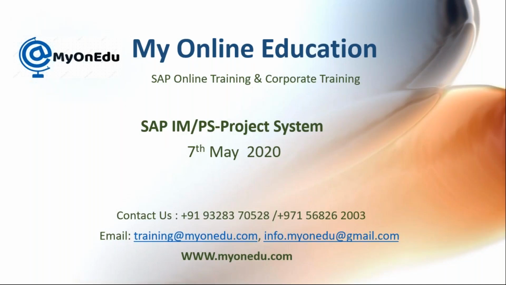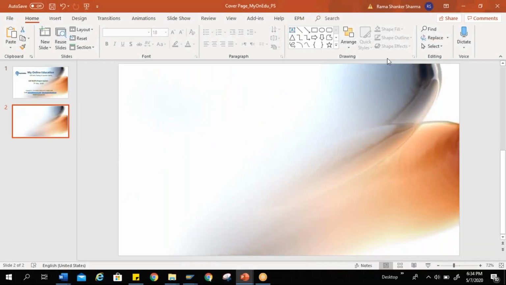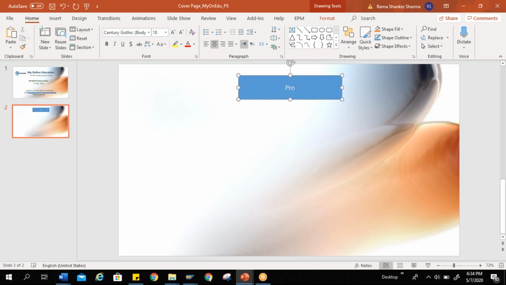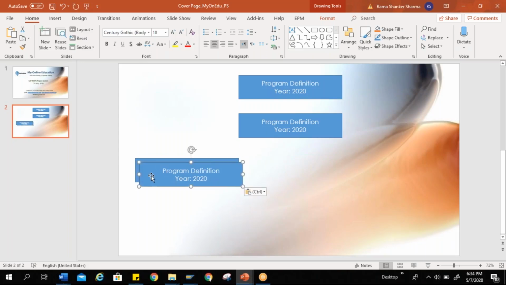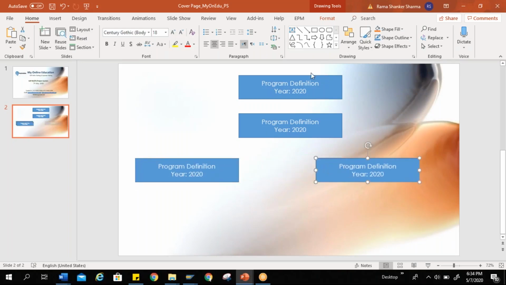So in our previous session, we understood this is our program definition. This is based on my years, financial year, you can say. So I'm saying here it's for 2020, and within that I'm having a top level position, and within that I'm creating the next level of positions. So I'll say here like this.